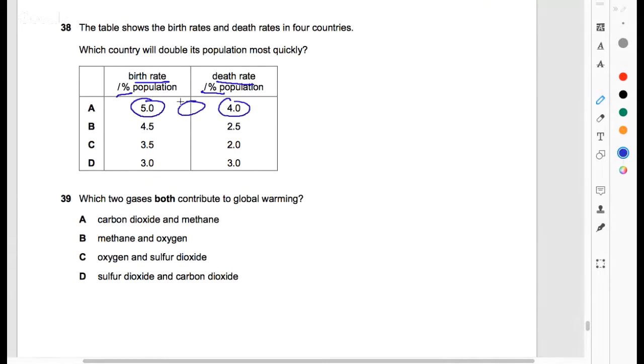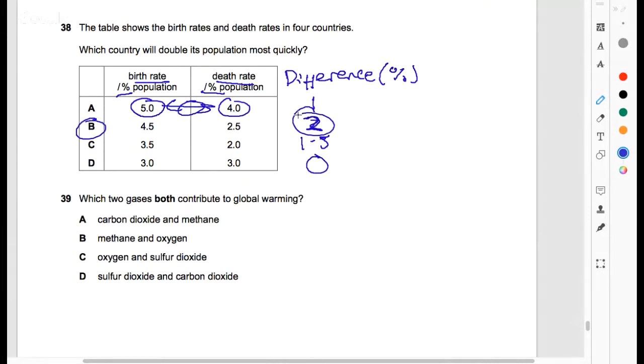And the biggest difference here represents our fastest doubling, the fastest increase in population growth. So I'm going to give us another column here, difference between birth and death rate percent. So this is 1, 4.5 minus 2.5 is 2, 2.5 minus 2 is 1.5, this would be a 2 minus that, and 3 minus 3 is 0. So our fastest growing one is 2, because this is the biggest number.